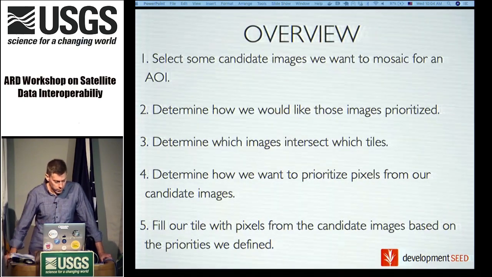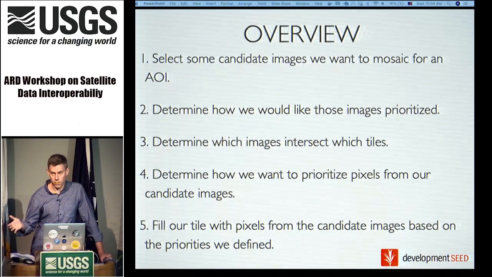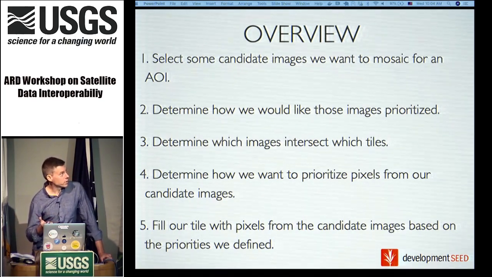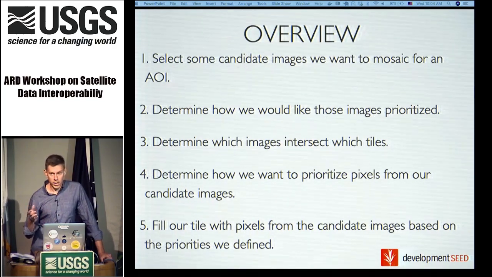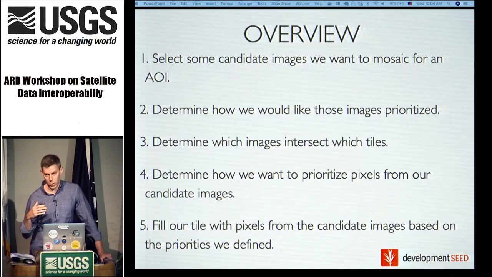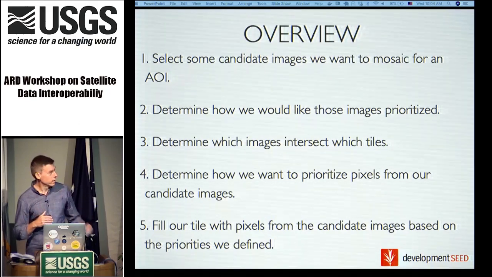So how does this work at a high level? This is actually really similar to some of the work that we just saw for how we generate static mosaics. First, we want to select some candidate images based on criteria in an AOI. Then secondly, either via the API or by some user ordering criteria, we want to be able to determine how we're going to put these images in order in the stack.